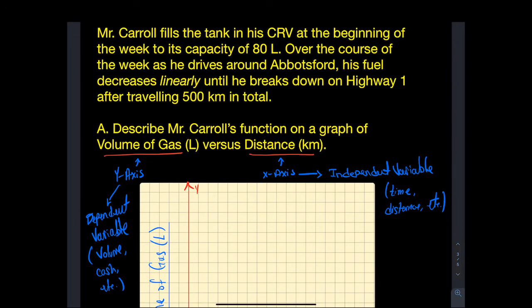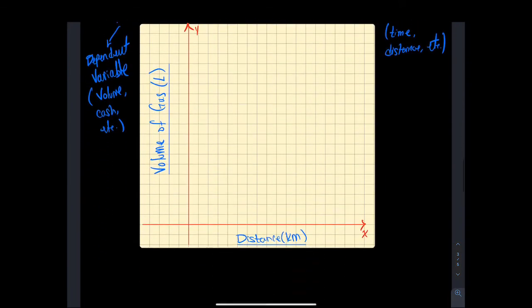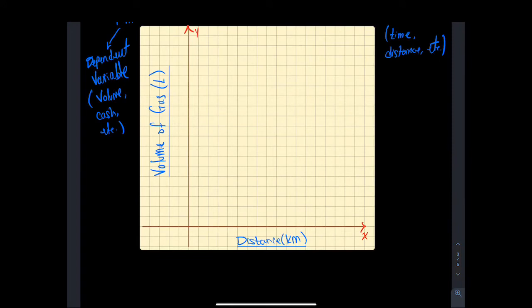Let's look at our question again, or the scenario. Mr. Carroll fills his tank in a CRV at the beginning of the week to its capacity of 80 liters. Let's assume that Mr. Carroll hasn't driven anywhere once the tank is filled. So where on our graph in terms of distance would we plot that 80 liters mark? Well, we plot it at the zero distance, right?